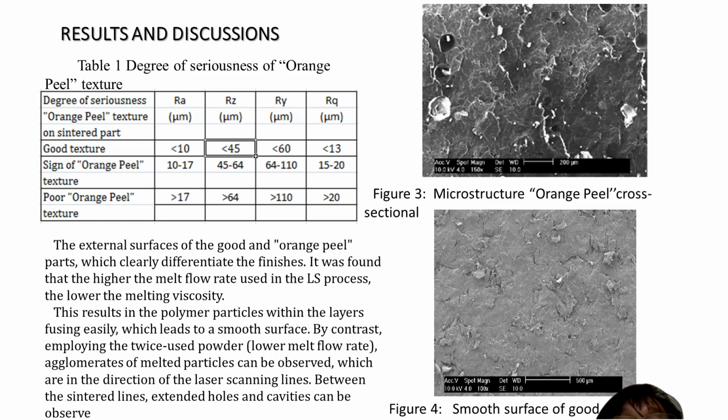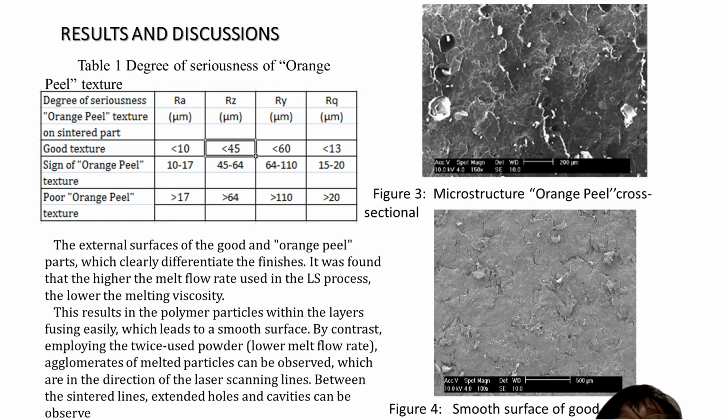Microstructure of orange peel surface texture. The result of the microstructure experiment on the orange peel sample justifies the result yielded by the surface roughness experiment obtained previously. The surface texture that was severely affected by orange peel has larger holes and more porosity in its structure because of the unsintered powder.